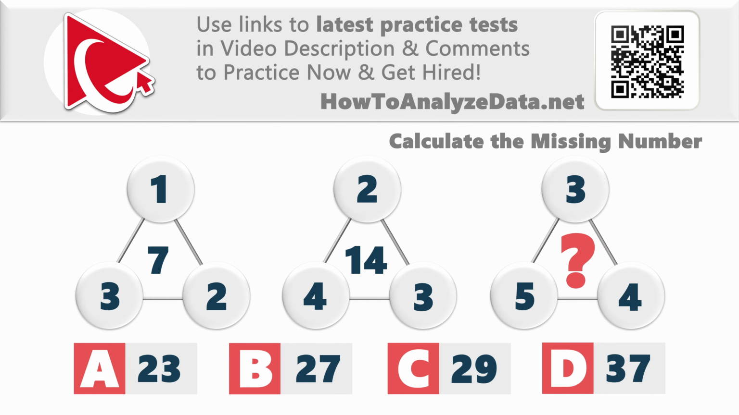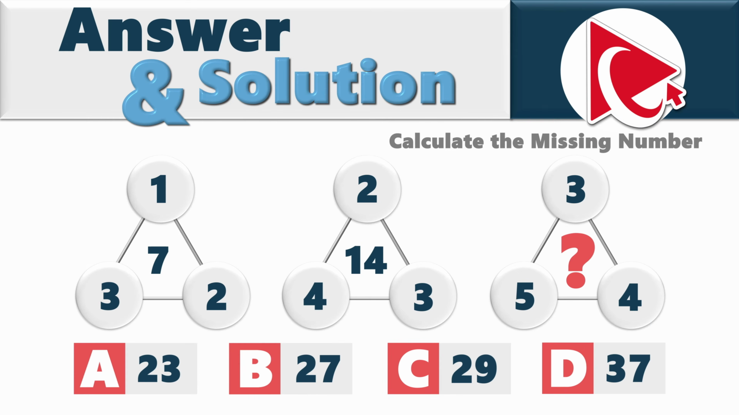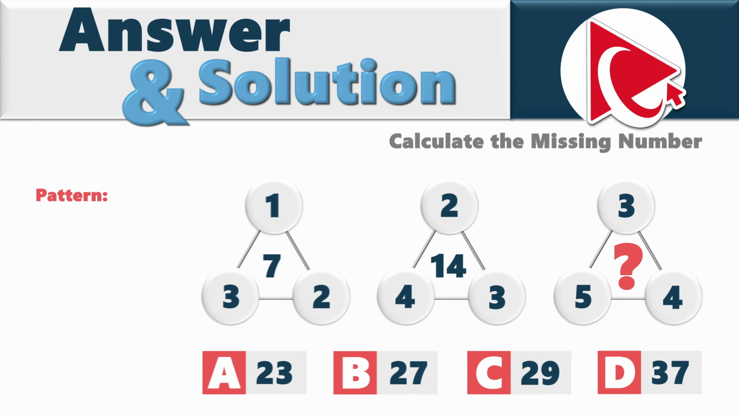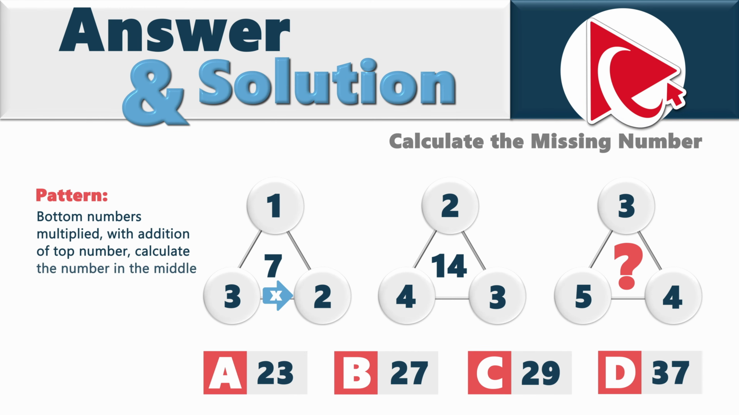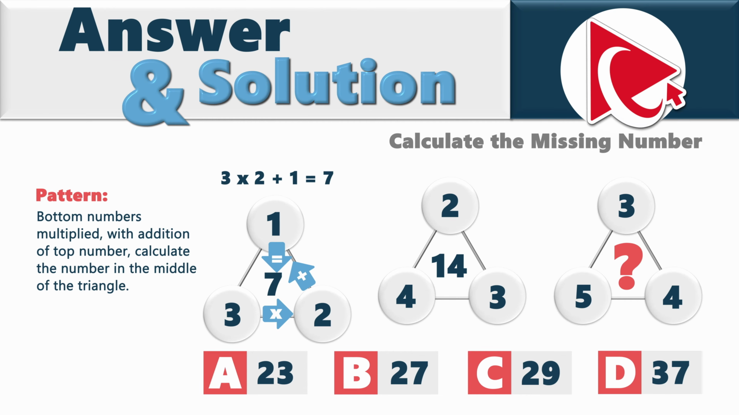Time's up. Are you ready to show your answer? For example, in this question, the pattern is that the bottom numbers multiplied with the addition of top number calculate the number in the middle of the triangle. Let's look at the example in the first leftmost triangle. 3 multiplied by 2 plus 1 equals 7.